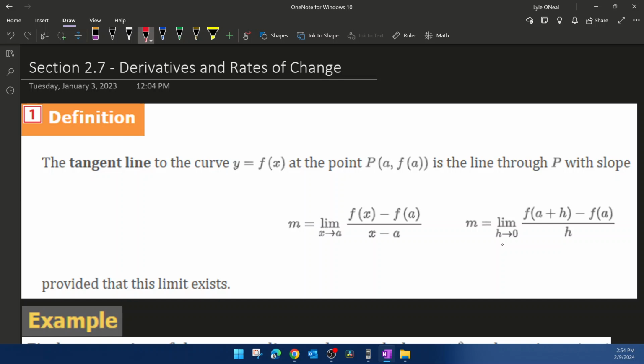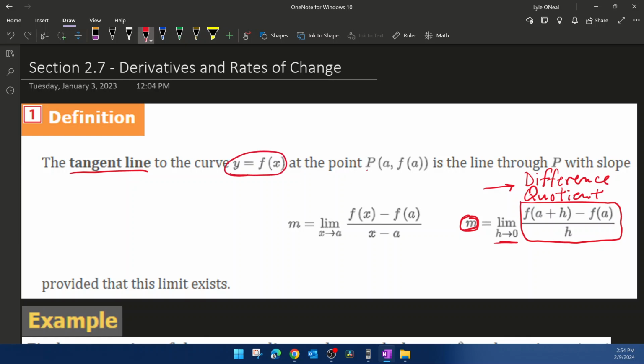This is another version over here. It says the limit as h approaches 0, and you may realize what we have here is the difference quotient. So if you were wondering in college algebra, when are we ever going to need or see the difference quotient? Here it is. And what is it used for? It is used to find the slope of the tangent line to a curve at a point, okay? That's the summary of the entire lesson here.